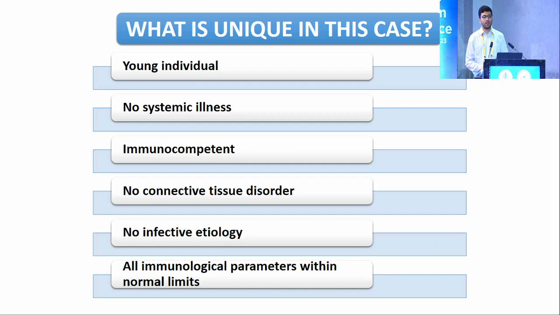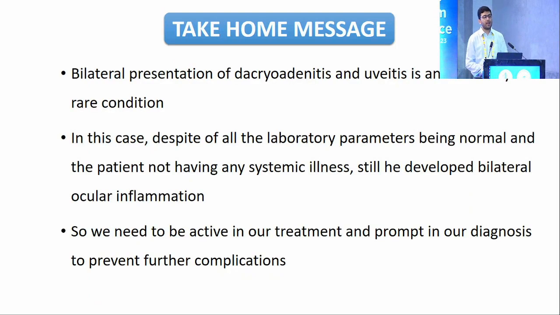What is unique in our case? It was a young individual. He did not have any systemic illness. He was immunocompetent, no connective tissue disorder, no infective etiology, and all immunological parameters were within normal limits. A bilateral presentation of dacryoadenitis and panuveitis is an extremely rare condition, and in this case, despite all our parameters being normal and the patient not having any systemic illness, we still developed bilateral ocular inflammation. So we need to be prompt in our diagnosis and active in our treatment to prevent any further complications.